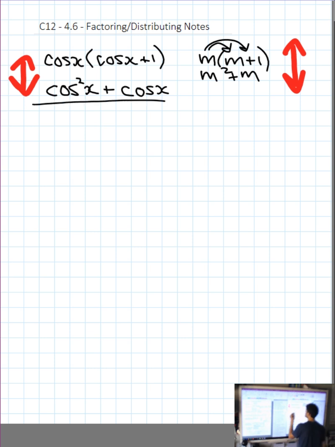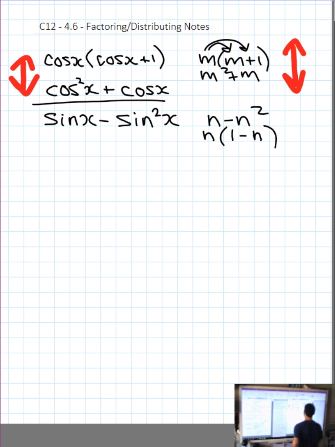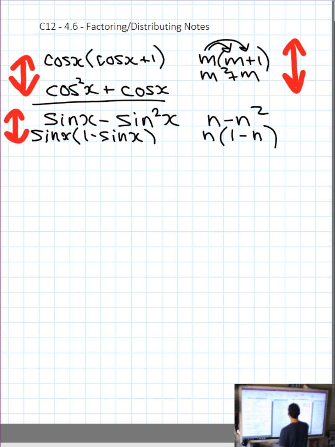So now let's see an example with sine where I remove a greatest common factor. So sine x minus sine squared x. Well, off to the right, maybe I'll use a different letter this time, so I'll write n minus n squared. I'll factor out an n, and I'll be left with this. So I can simply factor out a sine x, and I'm left with 1 minus sine x. And again, I'm not going to circle either answer. We want to be very familiar going back and forth in both directions, factoring, distributing, etc.